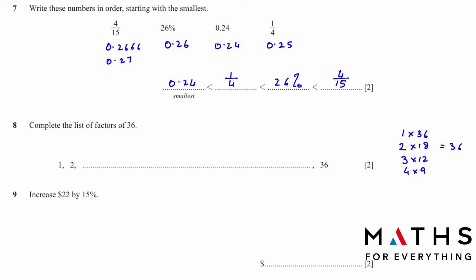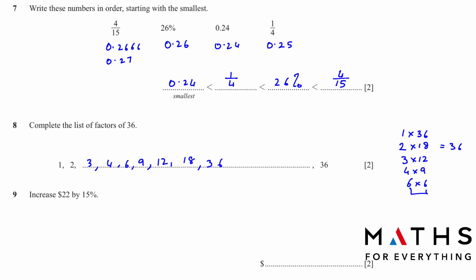Divide by 5, you will get a fraction or a decimal. So you cannot use that. You need to have a whole number. And then 36 divided by 6 will give us 6. So these are the factors. Now write them down in a proper order. 1, 2, 3, 4, 6. 6 is repeated. Do not write the repeated number. And 36. Question number 9. Increase $12 by 15%.